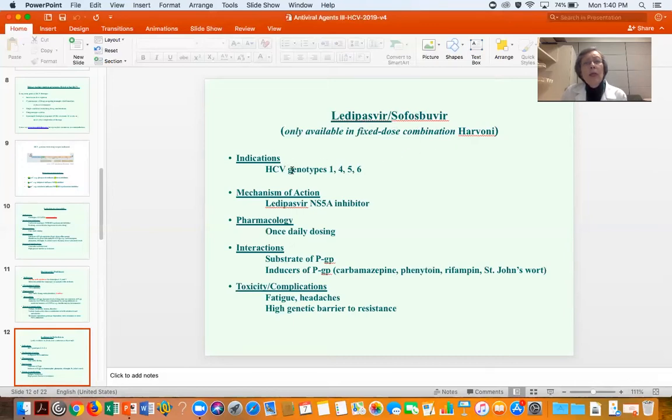It's indicated for HCV genotypes 1, 4, 5, and 6. Ledipasvir, from the name, is an NS5A inhibitor. The combination is given once daily. There is interaction with P-glycoprotein, so that substrates for P-glycoprotein and inducers of P-glycoprotein can cause problems in the level of the drugs. It causes fatigue and headaches, and it has a high genetic barrier to resistance, which is good.